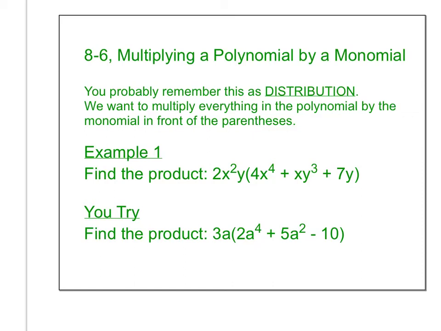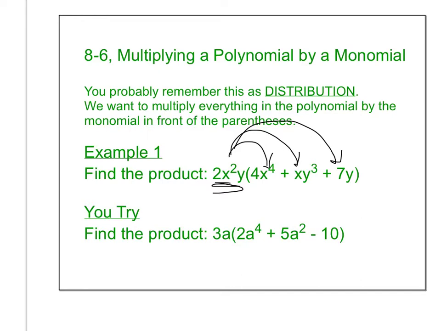Alright, multiplying a polynomial by a monomial. So we've talked about this a little bit, distribution. What you're doing is you're taking that monomial, whatever is outside of your parentheses, and you're multiplying each of those terms by that 2x squared times y.